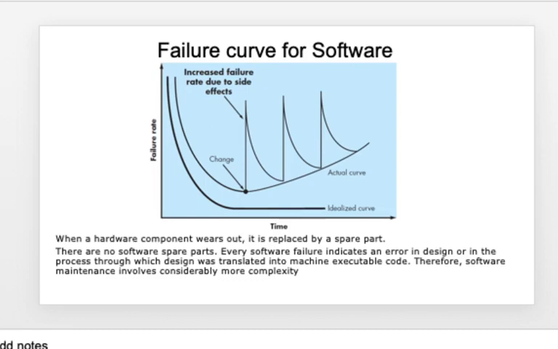Whenever a hardware component wears out, it is replaced by a spare part, but there are no spare parts for software. Therefore, software maintenance involves considerably more complexity than hardware.